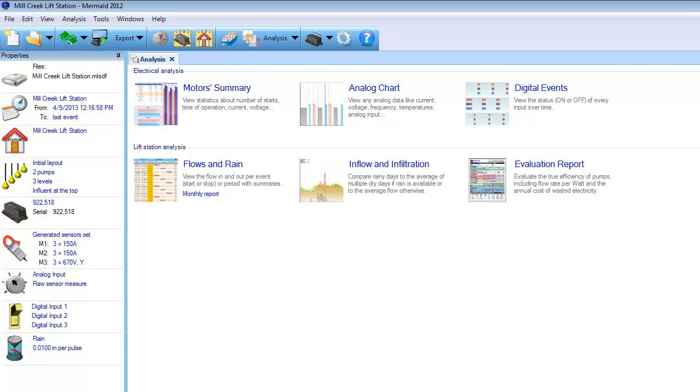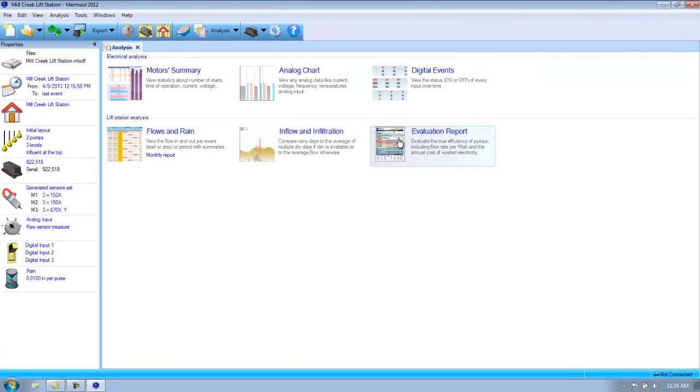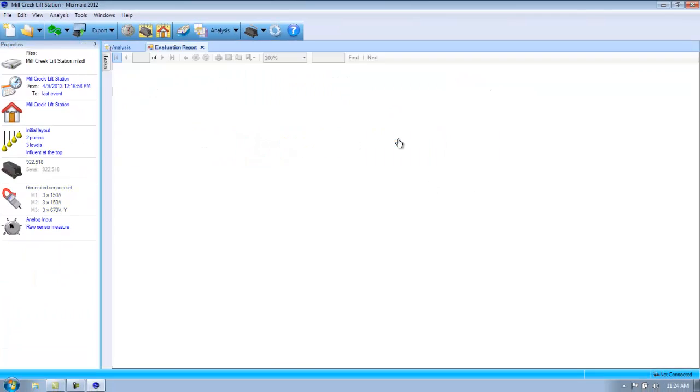Okay, now in the analysis section we have two different types of reports. We have the electrical analysis reports, which include the motor summary, analog chart, and digital events, and the lift station analysis, which is your flow and rain information with a monthly report, your inflow and infiltration, which will give you your daily reports, and your overall evaluation report.